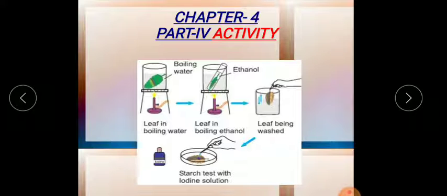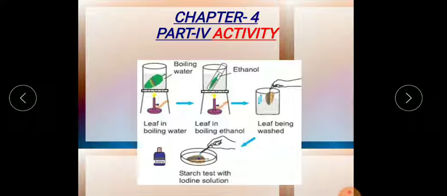Children, today I will explain a few activities related to the photosynthesis process, which are already given in your book. So this is part 4 activity. In one picture you can see the process through which we can easily understand how to check the starch present inside the leaf, which is a food obtained from the photosynthesis process. As you all know, glucose is produced, and excess glucose is stored in the form of starch in different parts of the plant.